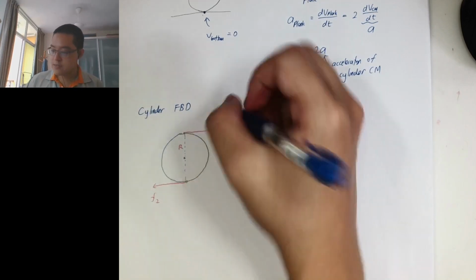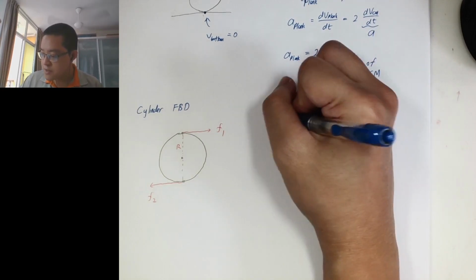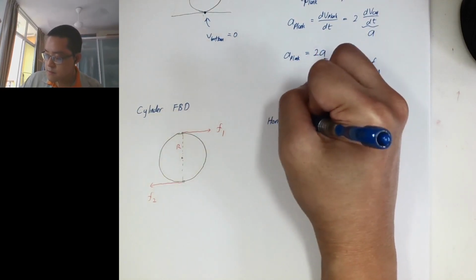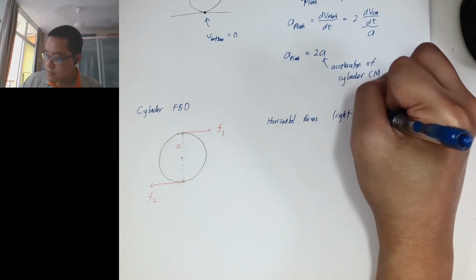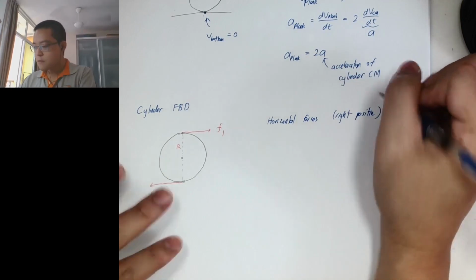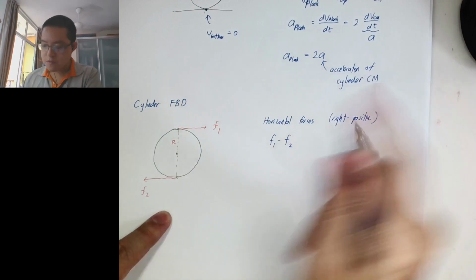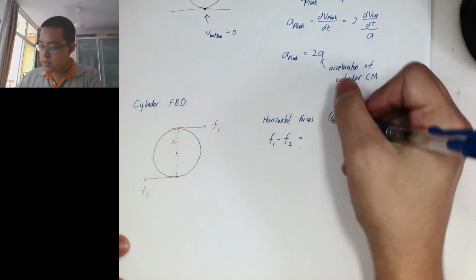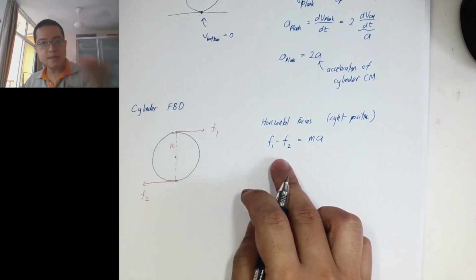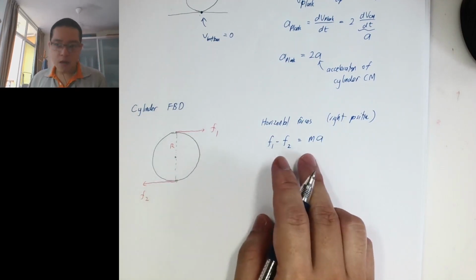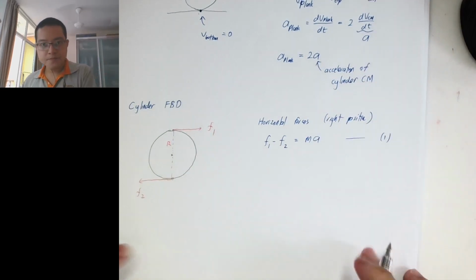Let us write the horizontal forces. We take the right as positive. If I draw it this way, then I get F1 minus F2 equal to the total mass times the acceleration of the system. So the net force is F1 minus F2. By Newton's second law, the net force is ma. So I got this first equation over here.